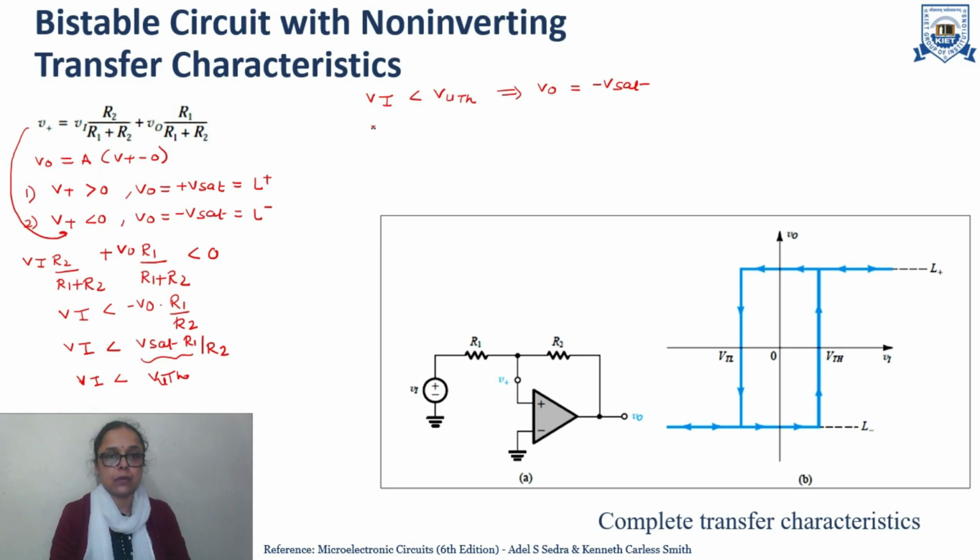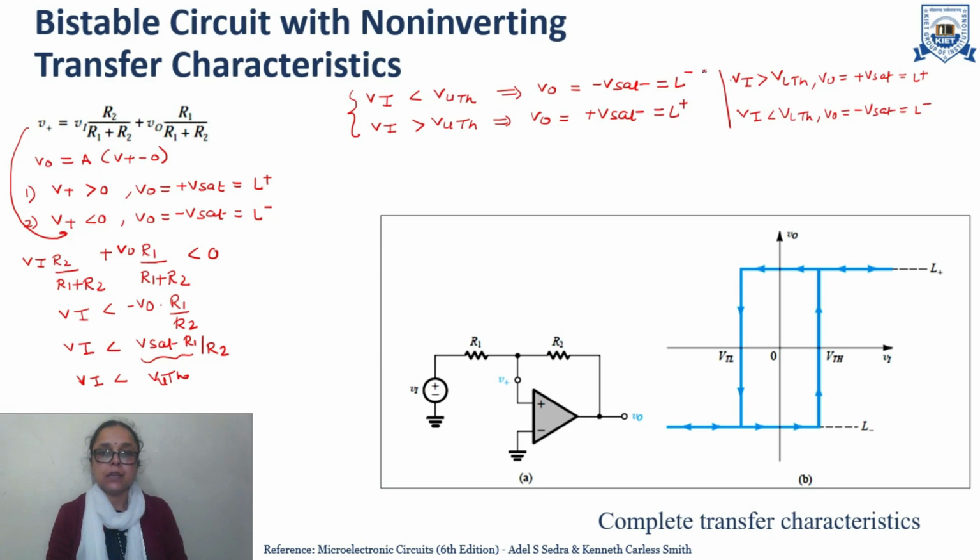the output voltage will be minus Vsat, and whenever the Vi voltage is greater than the upper threshold, the output will be plus Vsat. Minus Vsat is L minus, and plus Vsat is L plus. Similarly, we can write down another condition also. When input voltage is greater than the lower threshold, output will be plus Vsat, and when Vi is less than the lower threshold, output will be minus Vsat, that is L minus.